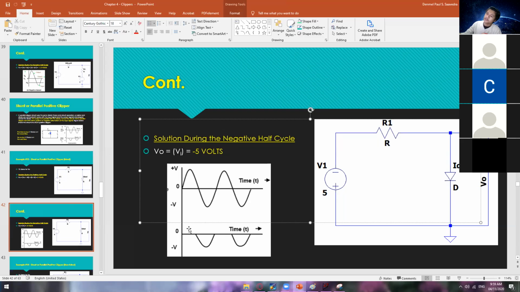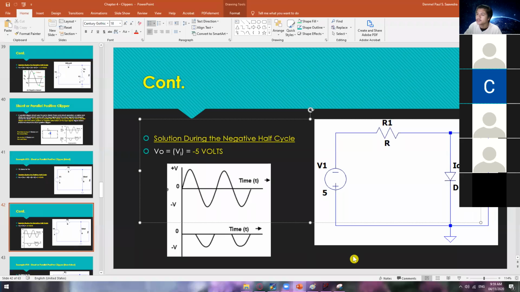Okay, so here's the graph for that one, for example number 13. For the positive side, it's completely 0. And then for the negative cycle, we have negative 5 volts. Any questions so far? None, sir.